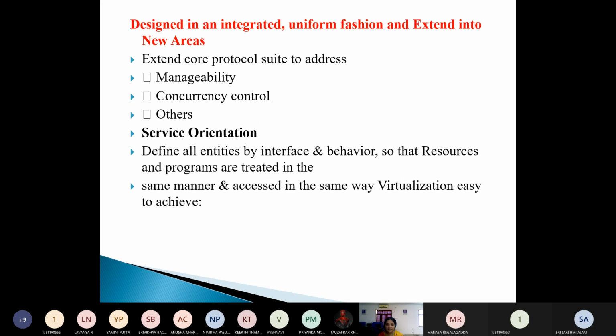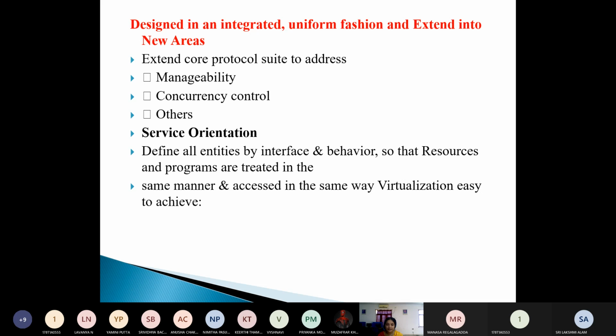The second one is to design in an integrated, uniform fashion and extend into new areas. In this protocol suite we address manageability, concurrency control and others. These are the services and protocols available, designed in an integrated uniform fashion. The next one is service orientation. What is meant by service orientation?